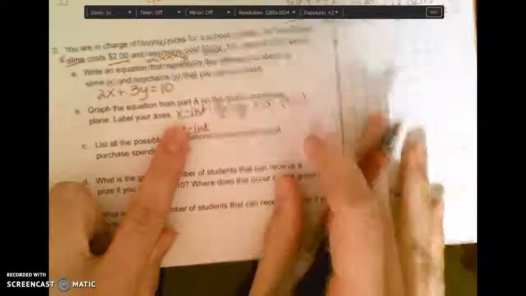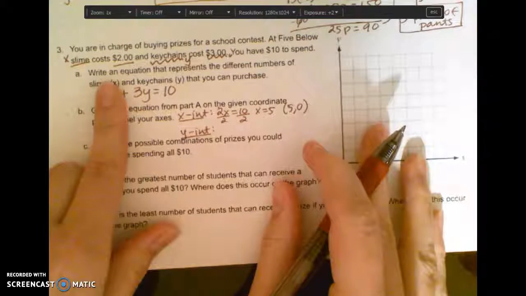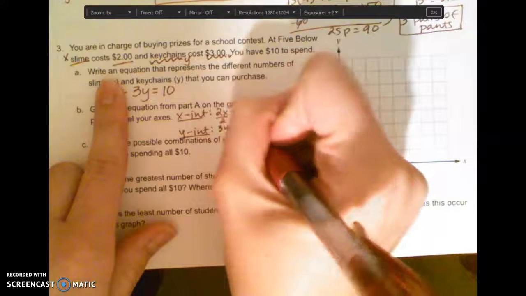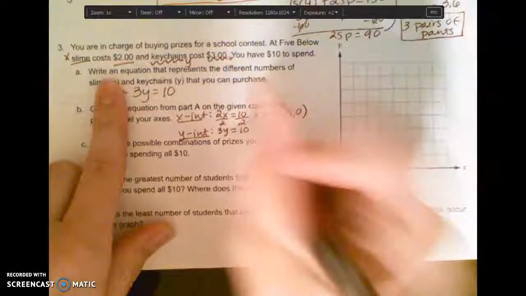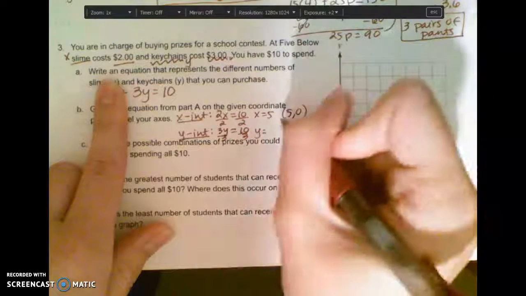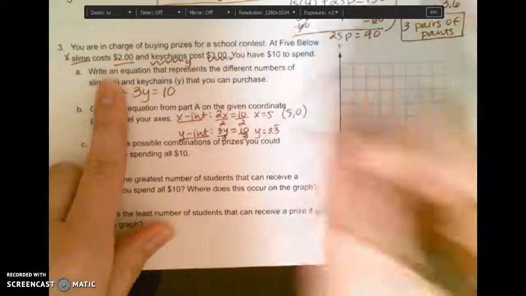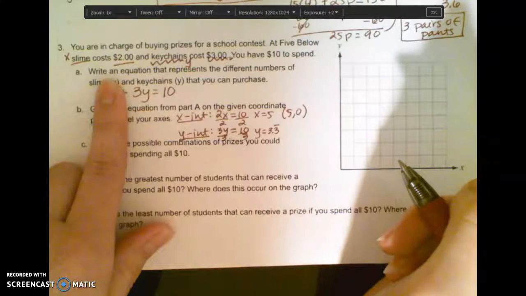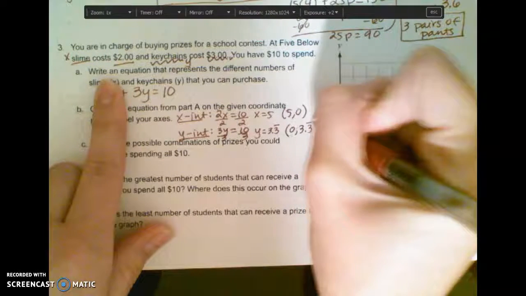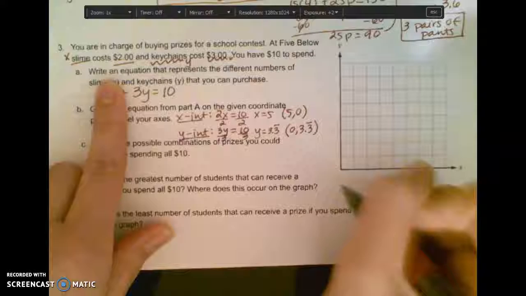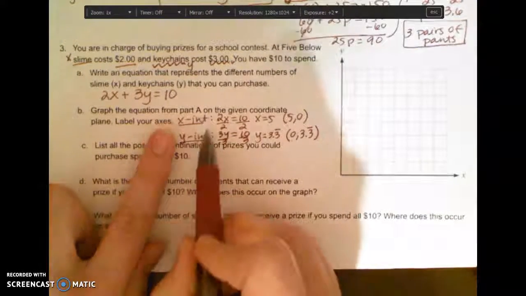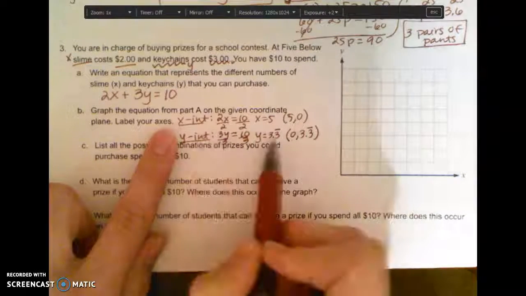Now for the y-intercept, I'm going to let x equals 0. So I'm going to get rid of x. That's going to give me 3y equals 10. Let's get the y by itself by dividing by 3. So that gives me y equals 3.3 repeating. Or you can leave it as 10 over 3. So now my y-intercept is 0, 3.3 repeating. So I found my intercepts by, first of all, letting y equal 0, and then by letting x equal 0. Now let's go ahead and graph them.